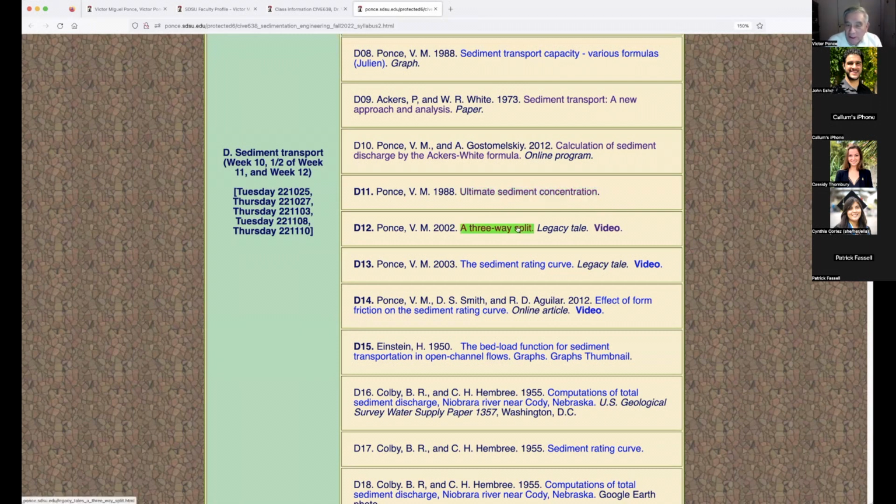And we have another story here, which is called the sediment rating curve, which is related to what we had just seen. So I'm going to show that video too.